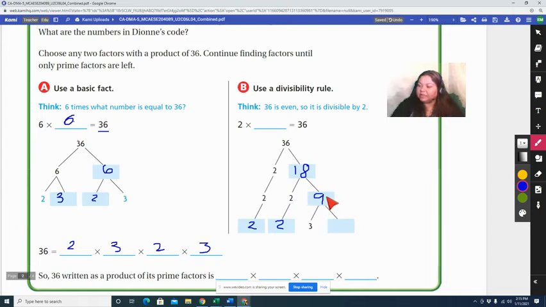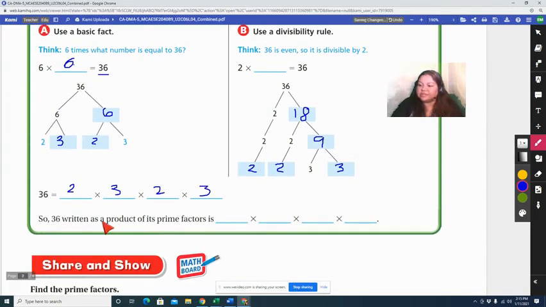Now 9 is not an even number, but I know that 3 times 3 equals 9. So those are my last 2. So here is 36 written as a product of its prime factors.